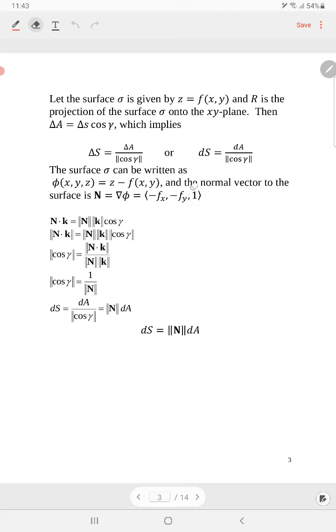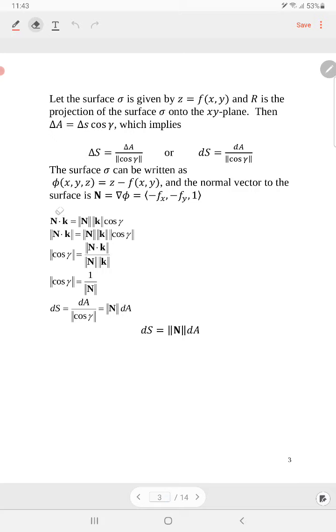Then from the previous chapter, the normal vector to the level surface is equal to the gradient of phi. So the gradient of phi, or del phi, is the normal vector to the level surface. Differentiate phi with respect to x, that will give you minus partial f partial x. The y component, differentiate phi with respect to y, you get minus partial f partial y. And the z component, when you differentiate phi with respect to z, gives you 1. So that is the normal vector.